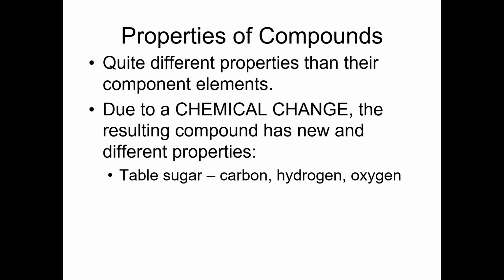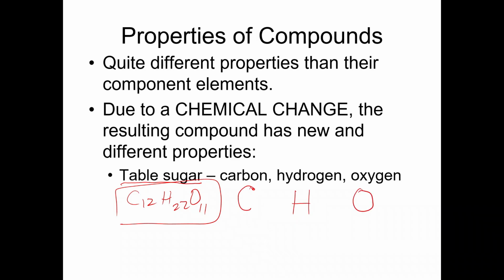Now see, table sugar. We know table sugar has a formula, C12H22O11. What is that? Sugar. Carbon doesn't have a formula. Carbon has a symbol. Hydrogen has a symbol. Oxygen has a symbol. Elements have symbols and compounds have chemical formulas. That's the difference between element and compound.